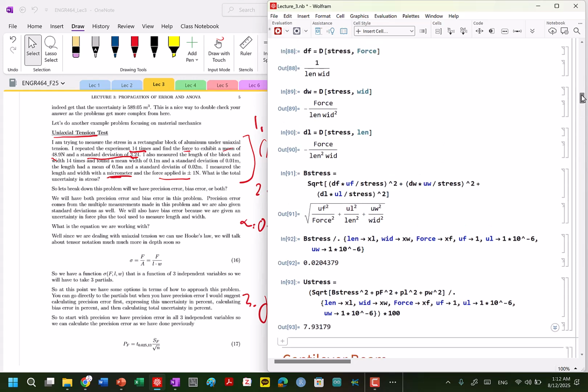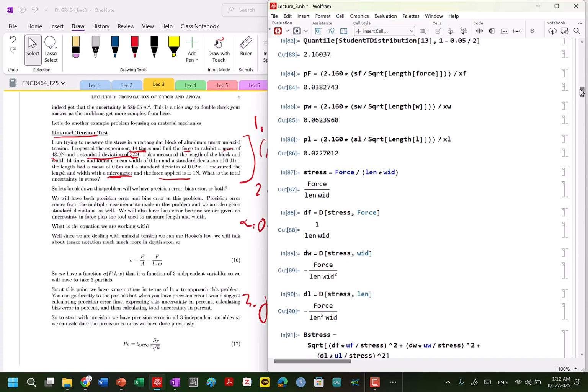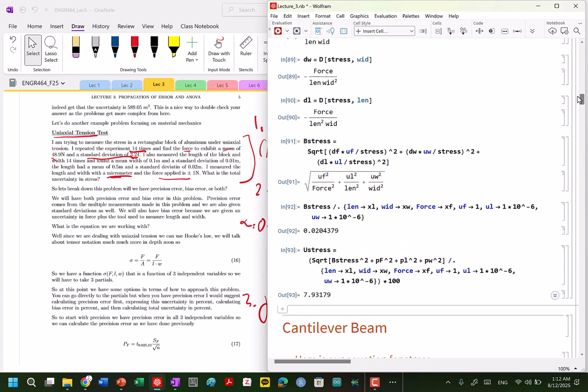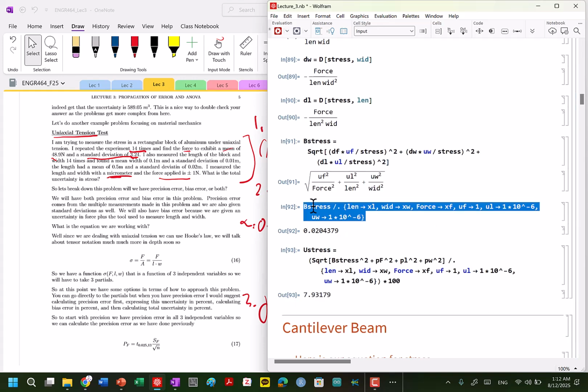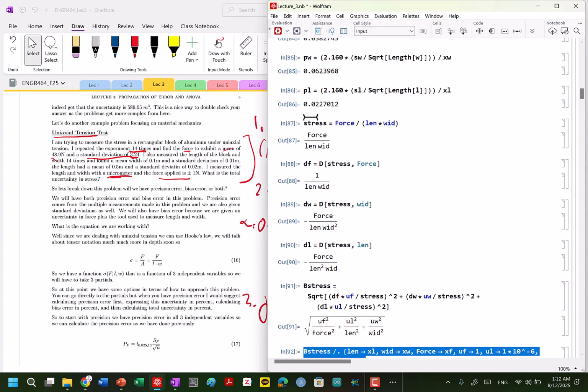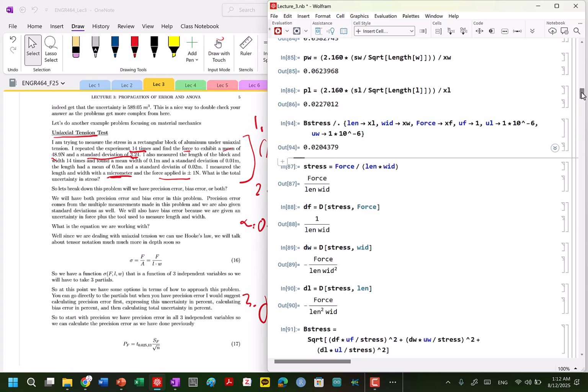Now, this is not just a calculation exercise. What's the utility of this? Well, which uncertainty dominates? So actually, I'm going to put my B stress. Let me grab this value. I'm going to put it up here. So what is the largest uncertainty in this experiment?